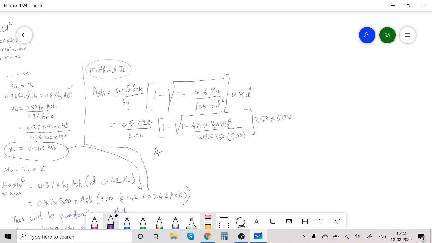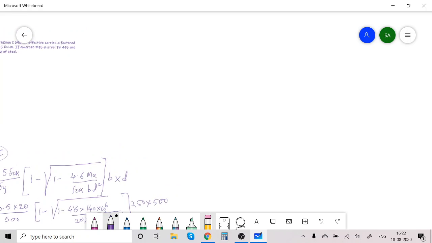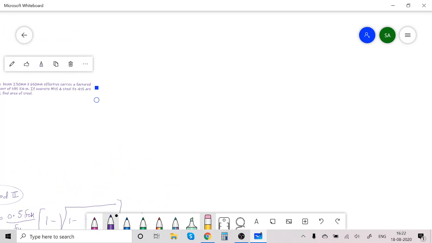So from this you get AST as 760 mm square, very near to the answer by method number 1. So this is the solution. Find the AST. I will solve one more problem for you.